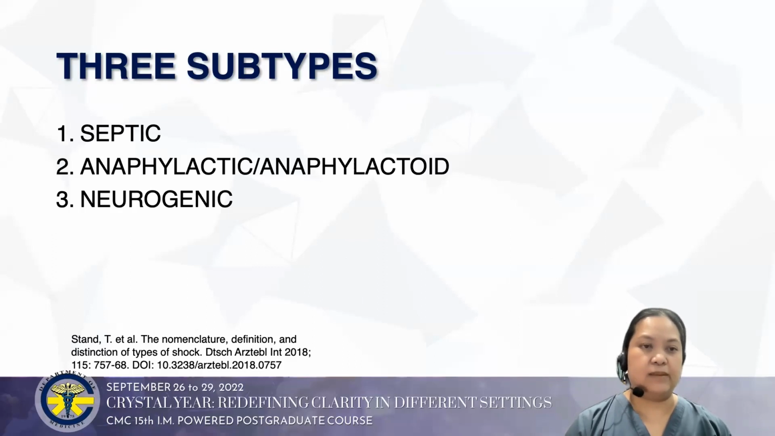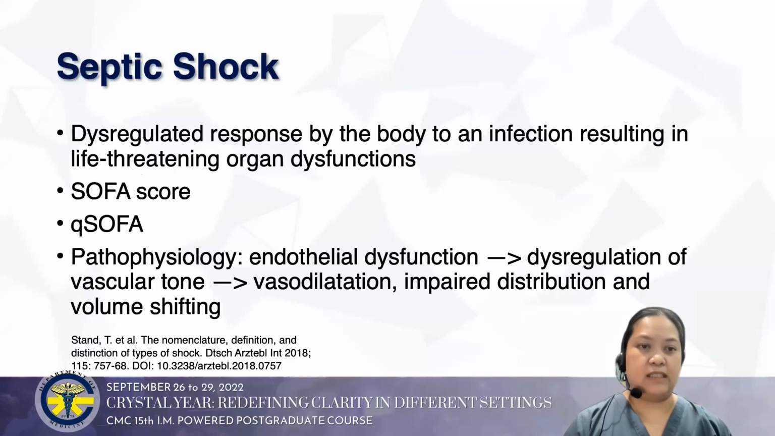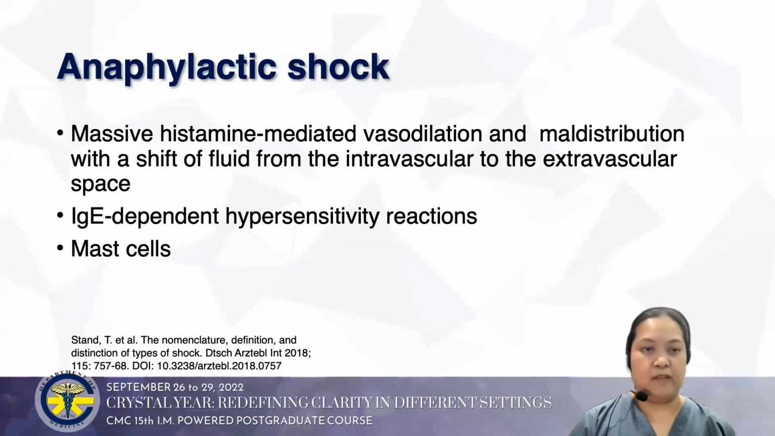Let's discuss each. Septic shock is a dysregulated response by the body to an infection, resulting in a life-threatening organ dysfunction. You may use the SOFA score or the Q-SOFA score in determining if a patient is in septic shock. Pathophysiologically, what happens is endothelial dysfunction ensues, causing dysregulation of vascular tone, resulting in vasodilation, also resulting in impaired distribution and volume shifting. The next subtype of distributive shock is anaphylactic shock.